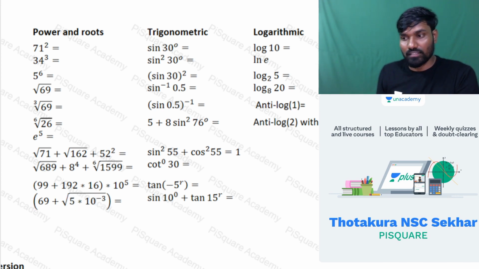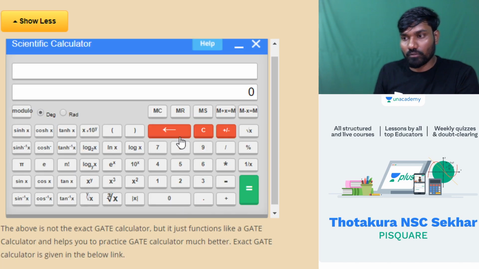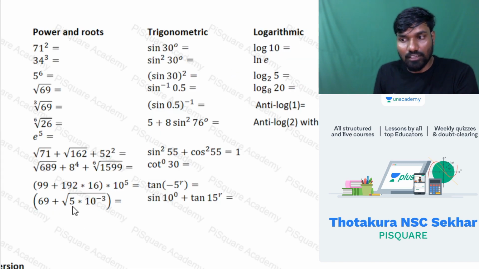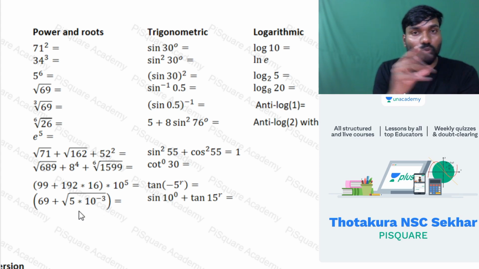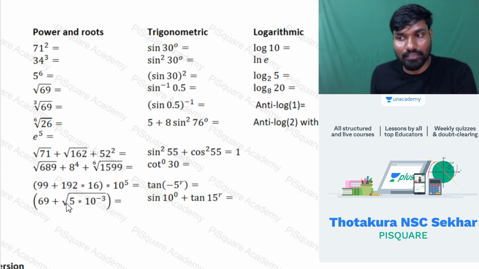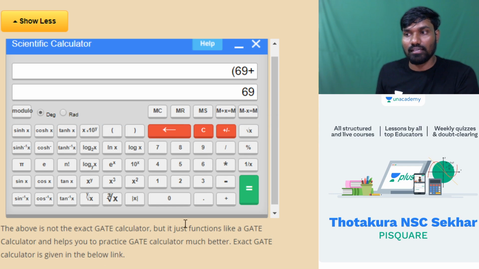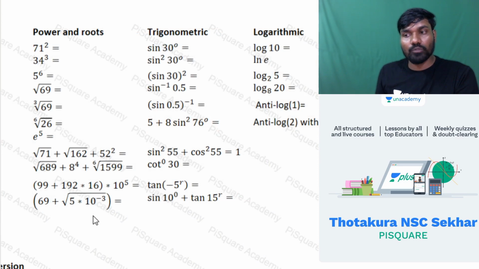Interesting one. 69 plus, open the bracket. That's a good open bracket. 69 plus 5 into 10 power 3 under root. I'll have to make this entire one under root. For this, let's open the other bracket, an exclusive one. So this is what? 5 into 10 power 3.